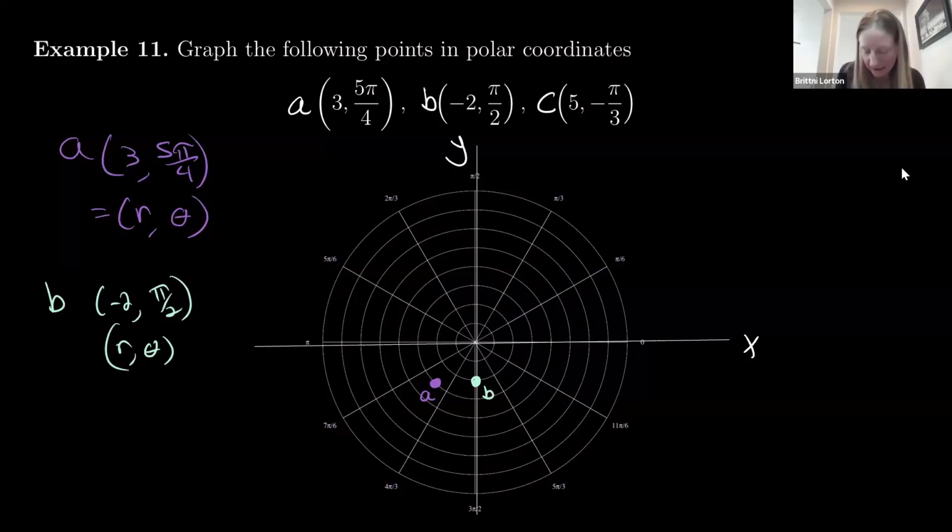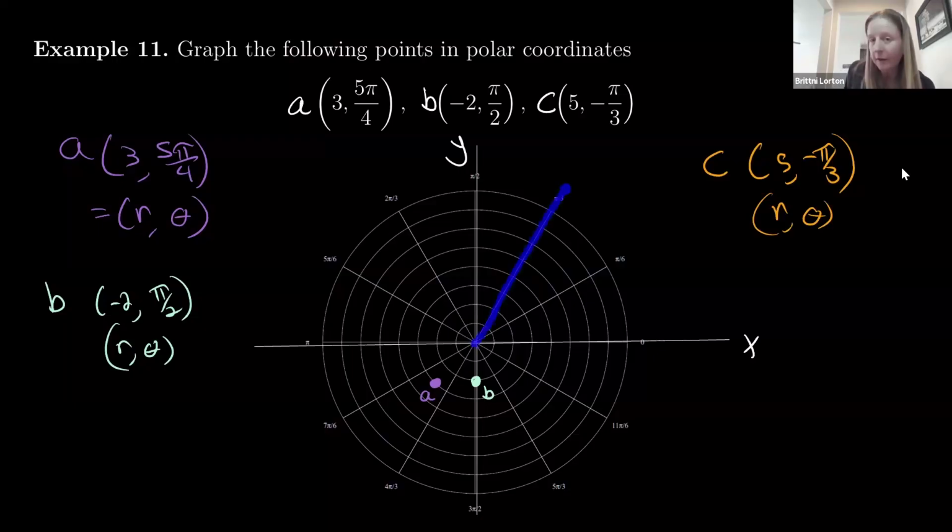Okay, again, point C is going to be, I'll write it over here. There we go, 5 comma negative pi over 3, where that really is your r and theta. I still recommend you start with theta. Theta is negative pi over 3. So this is positive pi over 3. So negative pi over 3 is down there in the second quadrant.